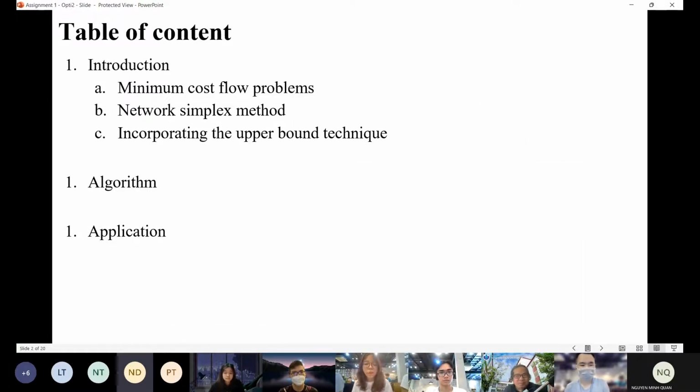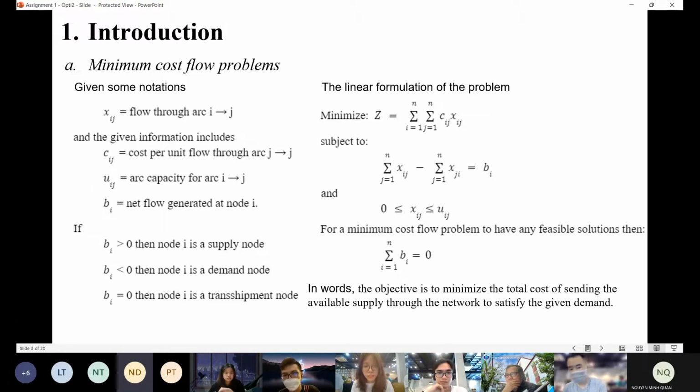So there are three parts of our presentation. First one is the introduction. In here we have the minimum cost flow problem. Next one is network simplex method, and the last is to incorporate the upper bound technique. The second one is algorithm, and the last one is the application. So let's get started with the introduction.